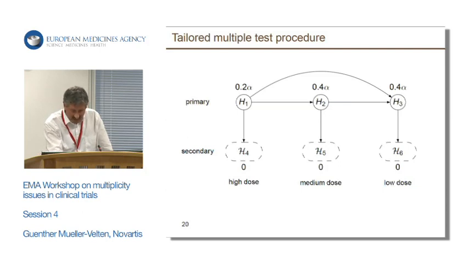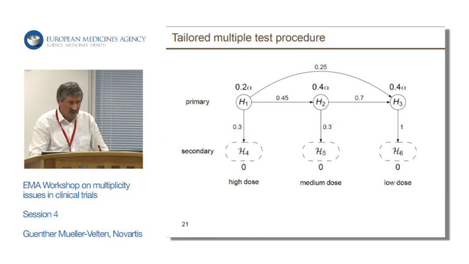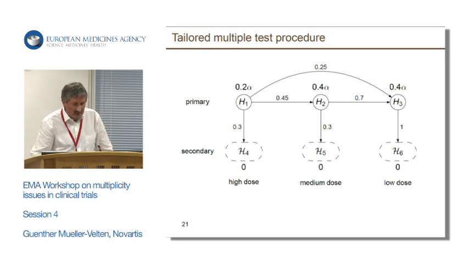And the next thing to decide is the weights of the directional edges. That means what proportion of alpha is propagated to which node, with the restriction that the sum of the outgoing edges has to be 1. So if the primary objective for the high dose or medium dose is rejected, we consider it relatively more important to increase the likelihood to reject the primary hypothesis of a lower dose than to test the secondary objectives at the same dose. So we have kind of a weight of 0.7 to 0.3 among those two choices. So actually, we propagate 0.45 from the high dose primary objective to the medium dose primary objective, and 0.25 to the low dose primary objective, and 0.7 from the medium dose primary objective to the low dose primary objective.